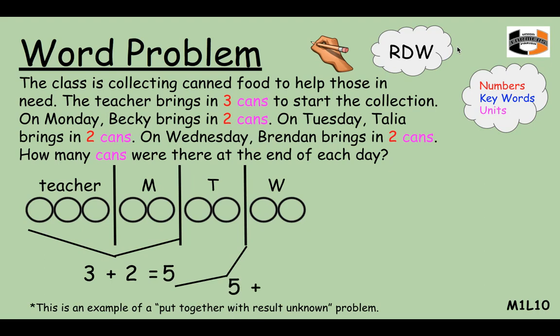5 plus 2 equals 7. So at the end of Tuesday, we had 7 cans. Now we're going to group what we had on Tuesday with what was brought on Wednesday. 7 plus 2 equals 9. So here we see what we had at the end of each day. We drew a picture, we wrote a number sentence for each day, and now it's time for a statement.